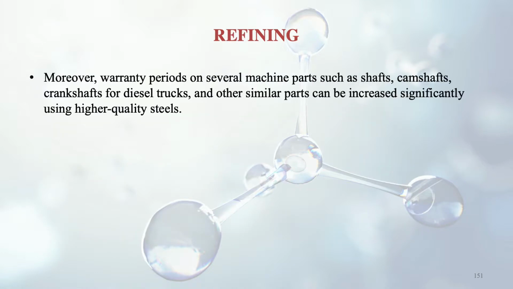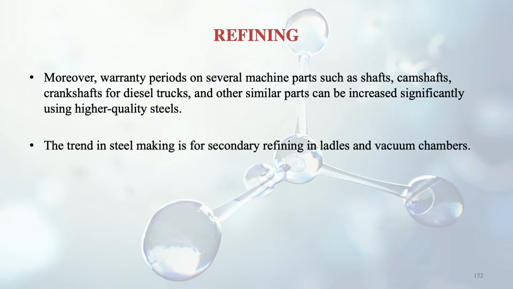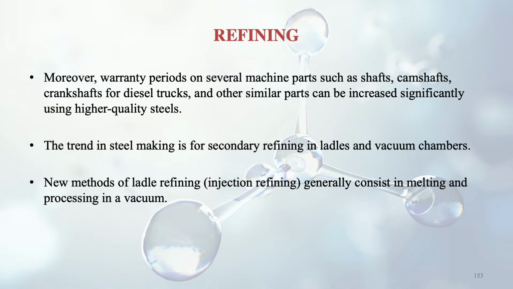Moreover, warranty periods on several machine parts such as shafts, camshafts, crankshafts for diesel trucks, etc. can be increased significantly using higher quality steel. So refining is a must. The trend in steel making is for secondary refining in ladles and vacuum chambers. New methods of ladle refining, injection refining generally consist of melting and processing in a vacuum. Again, the vacuum thing is coming, like I told earlier, it helps to remove the various impurities in the gases.